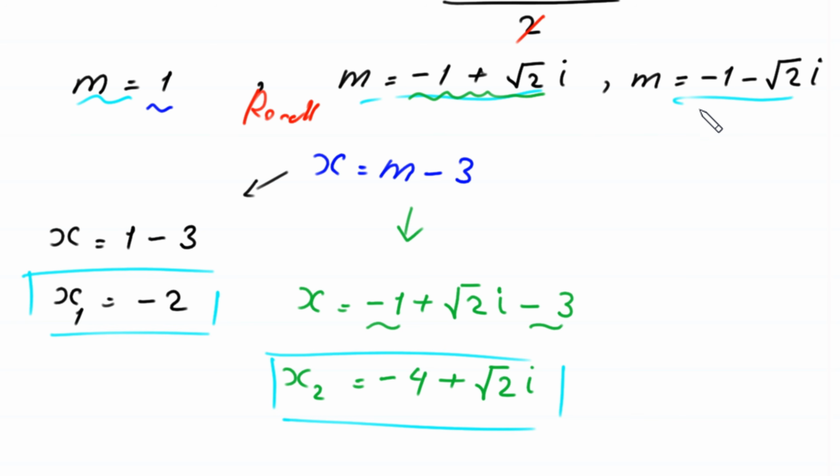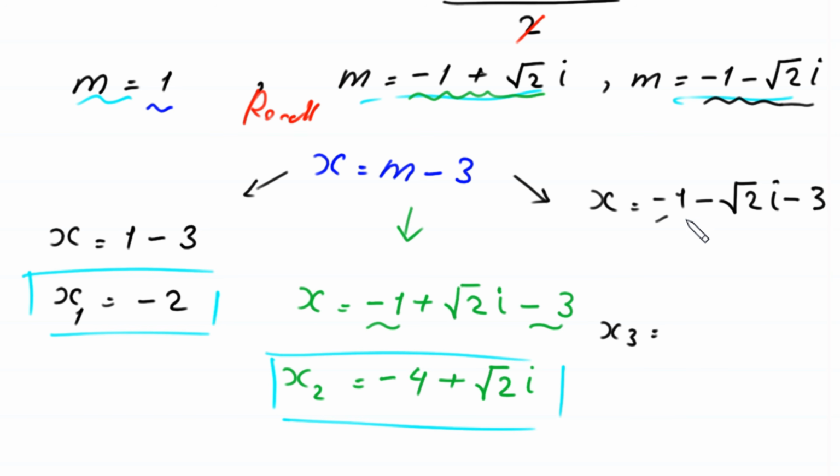Now when m is equal to negative 1 minus root 2 i, then this equation will become x is equal to negative 1 minus root 2 i minus this 3, and from here we get the third value of x is equal to this negative 1 and this negative 3 will become negative 4 minus root 2 i. So these are the three solutions of this equation.